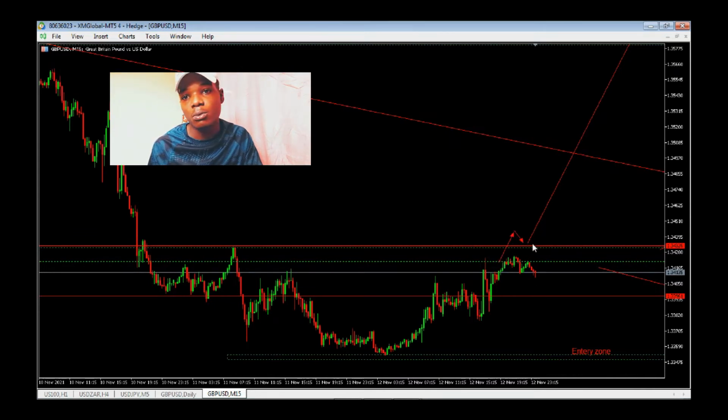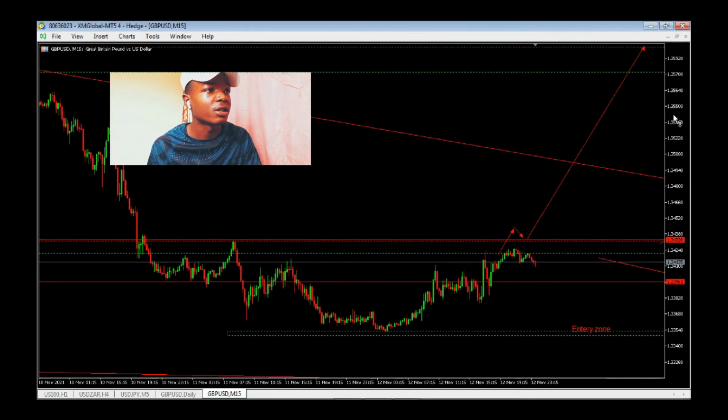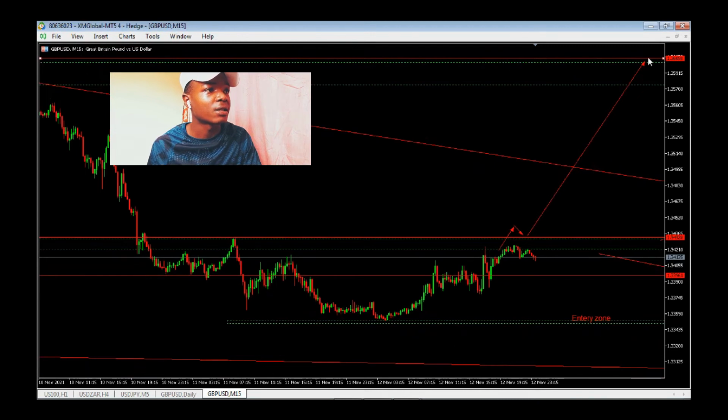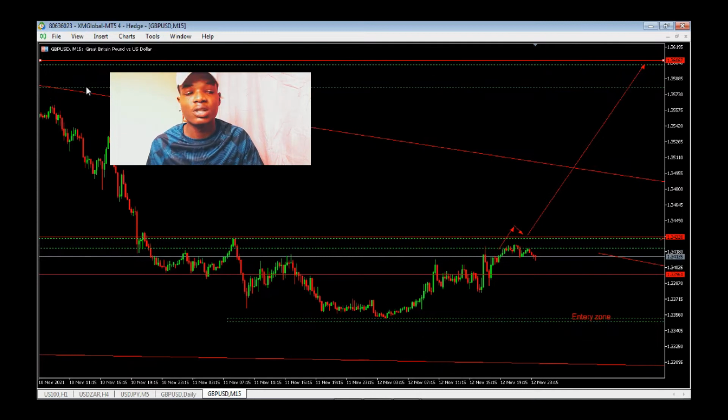So that's where we are going to be entering our buys from to our first take profit, which is at this area or to this zone. So that's basically just Great British Pound and that in the free trading strategy I said.